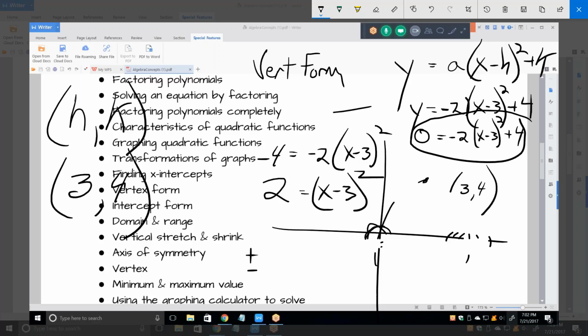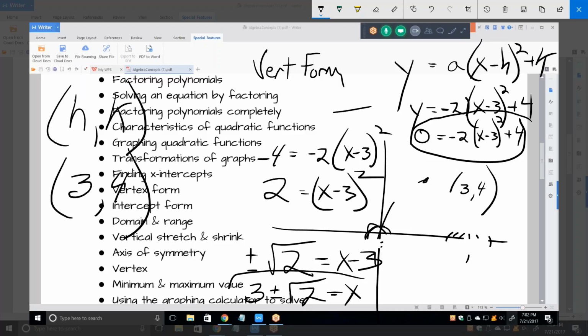And I'm taking the square root of both sides, so it's plus or minus the square root of 2. And when I take the square root of the right side, it's just x minus 3. Now, what's the next step? Add 3. Yeah. Well, if I add 3 to that left side, here's what I get: 3 plus or minus the square root of 2, and that's what x is equal to.